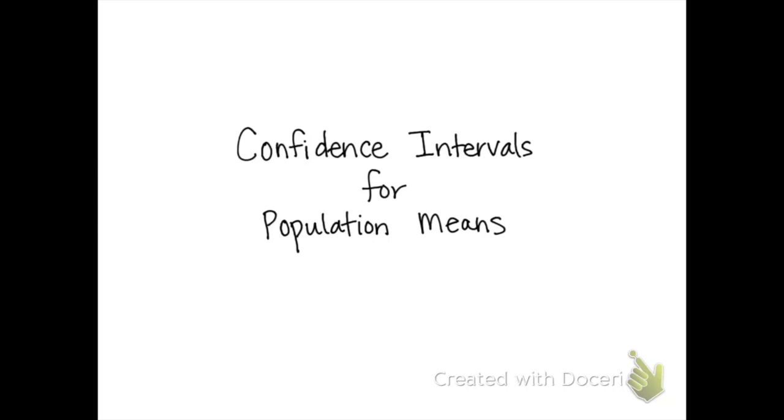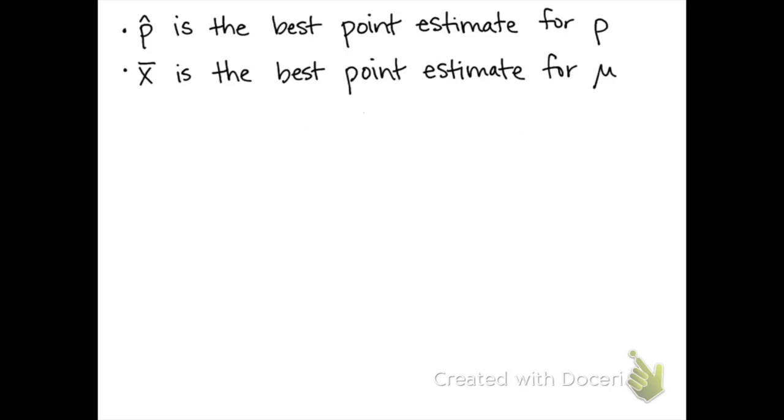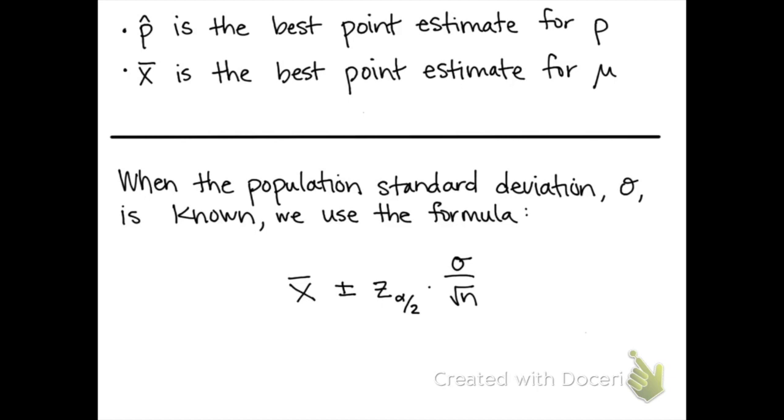In this video, we will learn how to construct confidence intervals for population means. We have already learned that p hat, the sample proportion, is the best point estimate for the population proportion p. Likewise, the sample mean x bar is the best point estimate for the population mean mu. When constructing confidence intervals using the sample mean, there are two different formulas that may be used.